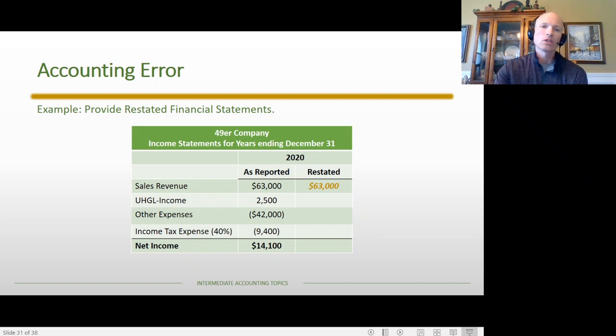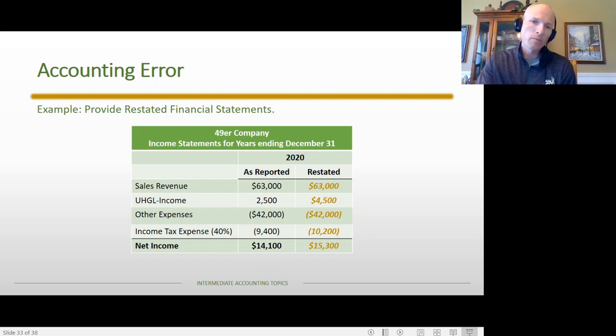And so let's talk ourselves through what's going to be reported as restated amounts. Sales revenue didn't change. Hopefully that's obvious. Now the unrealized holding gain, instead of being $2,500, should be $4,500. The other expenses didn't change, but because income before taxes changed, our income tax expense is also going to change. Notice that the difference in the income tax expense is that $800 increase to the deferred tax liability. That's necessarily always going to be the case. So again, the deferred tax liability change captured the tax effect, and that tax effect is going to show up in our income tax expense.